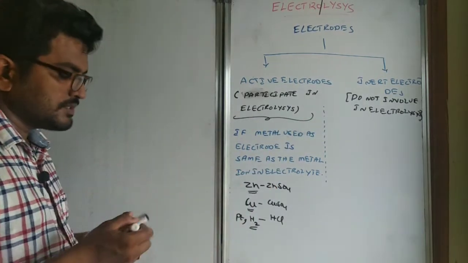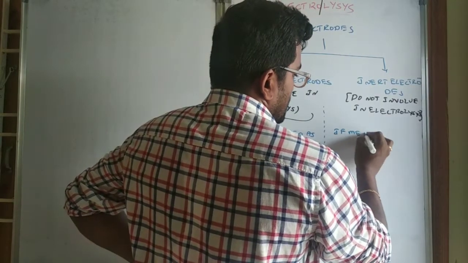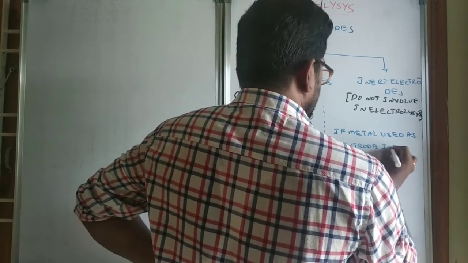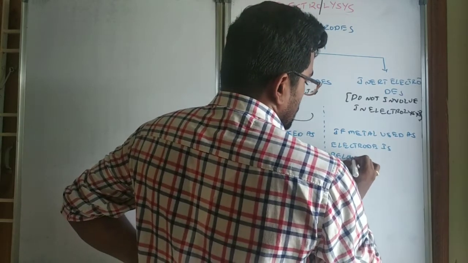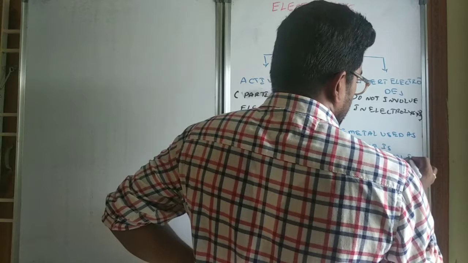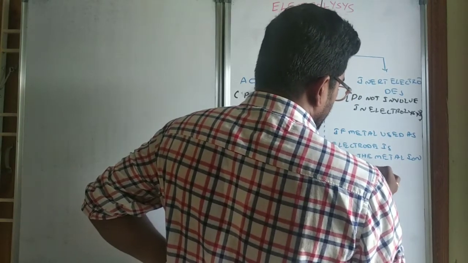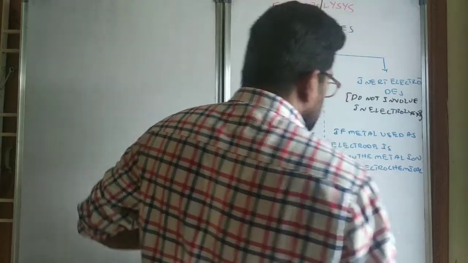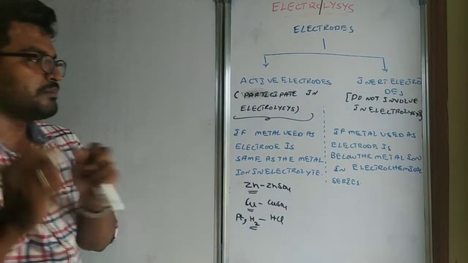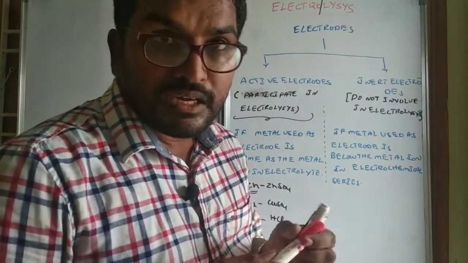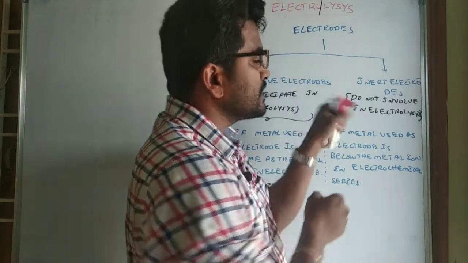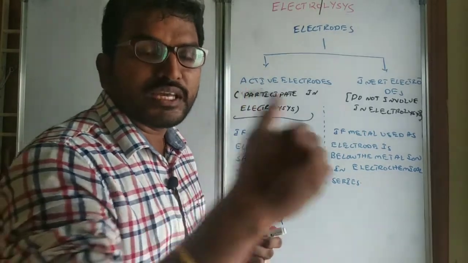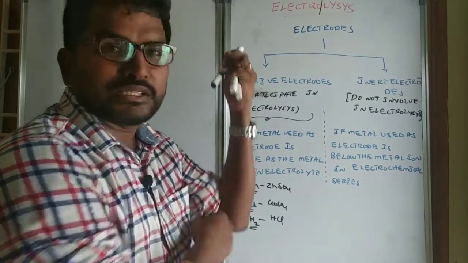What about the inert electrodes? If the metal used as electrode is below the metal ion in the electrochemical series, as I have told you already, in my previous video I have explained what the electrochemical series is, and I have given a mnemonic also to understand it. Once you go to that, you can understand. Otherwise, in a few minutes I will be explaining that also.